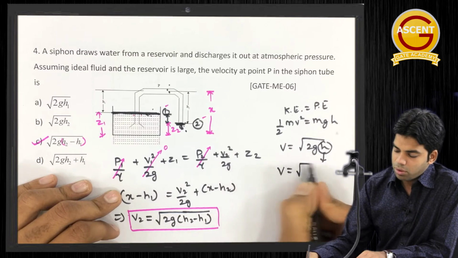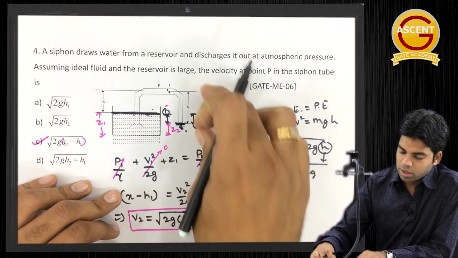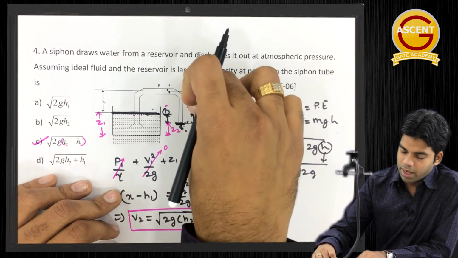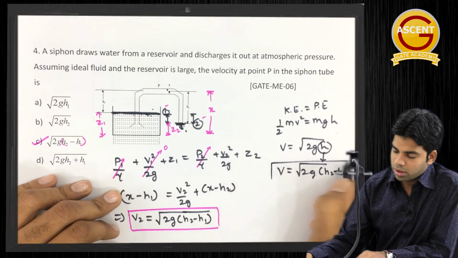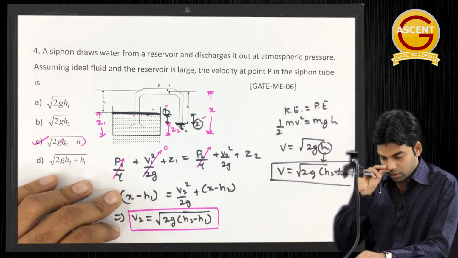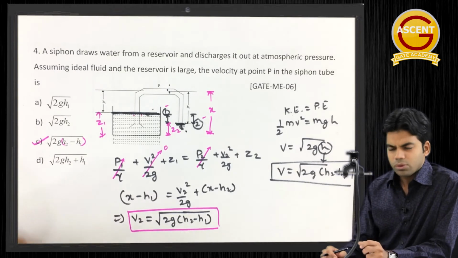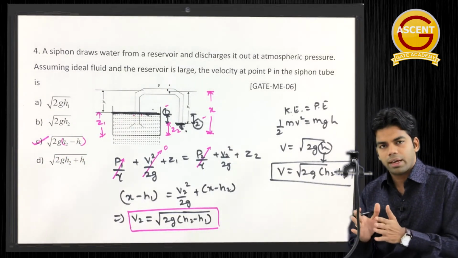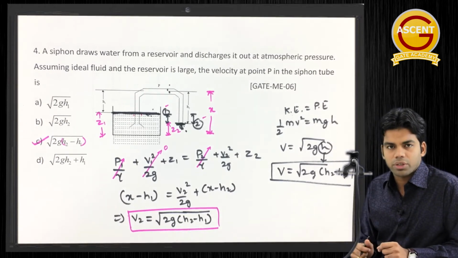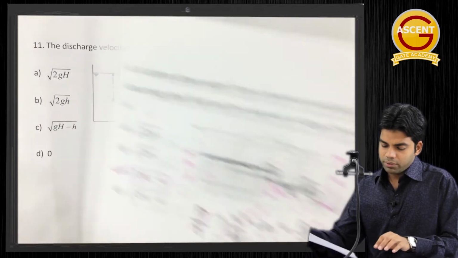So this v will be equal to under root of 2g times this distance. How much is this distance? Total, this is h2 minus h1, so 2g into (h2 minus h1). This is the shortcut trick. Directly you can put this formula: v is equal to under root of 2g (h2 minus h1), the difference between the free liquid surface and the exit point where we have to determine the velocity. Getting this or not? I will show you some more examples with this.